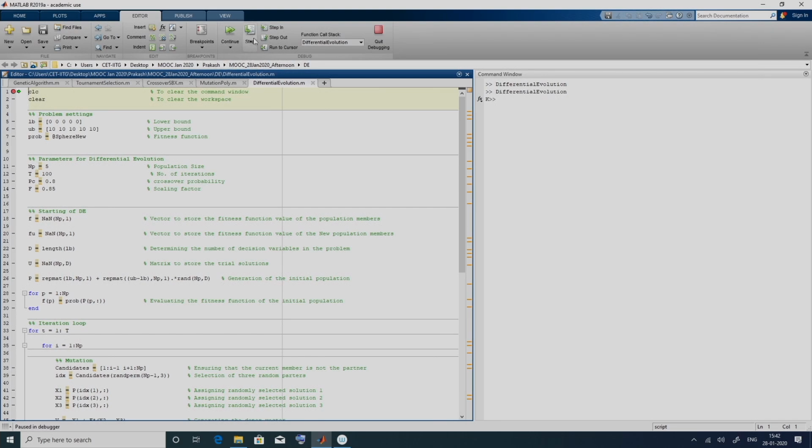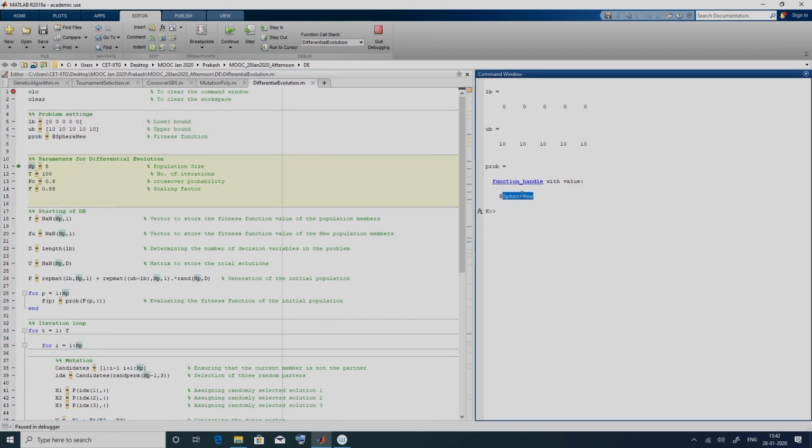So, the first step is CLC. As you know, it will clear the screen. The second one is it will clear the workspace, right. So, the lower bounds are defined, the upper bounds are defined, and now we are defining the function handle, right. So, prob will be defined. So, now prob is a function handle. So, we are solving this objective function sphere new, right.